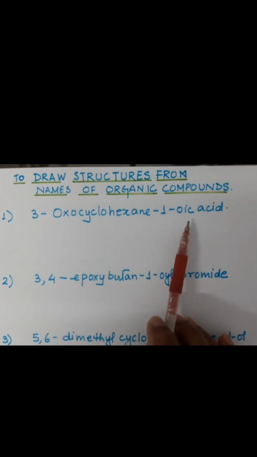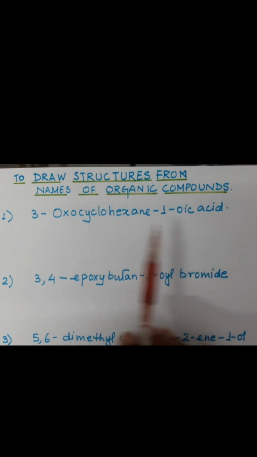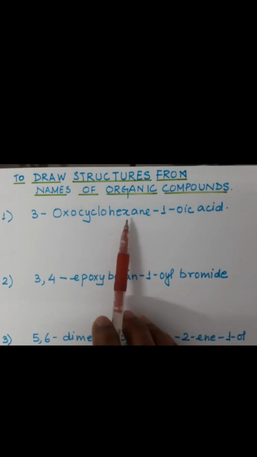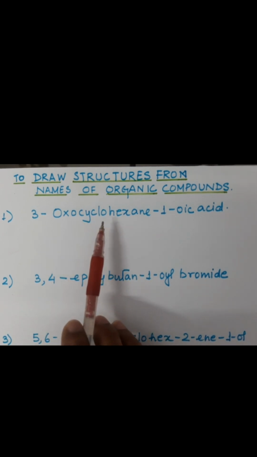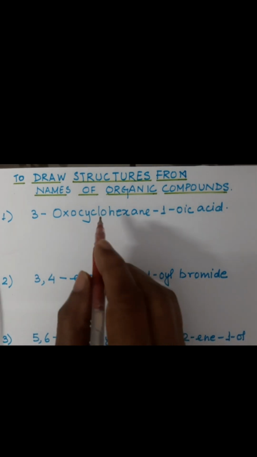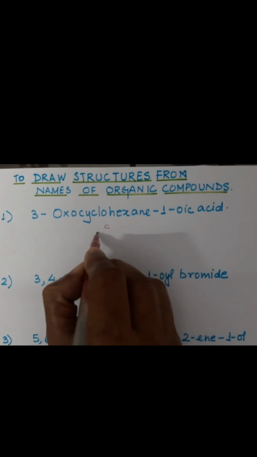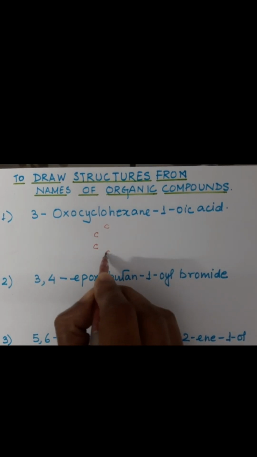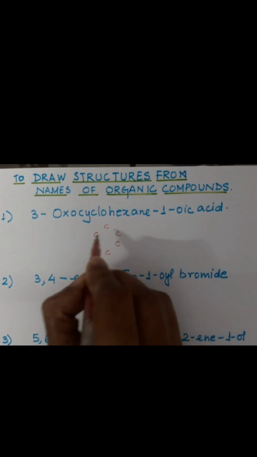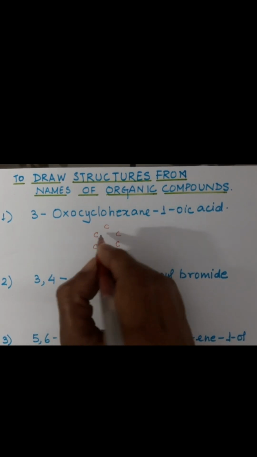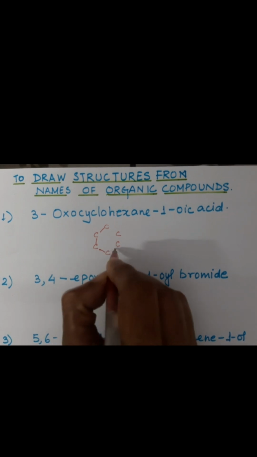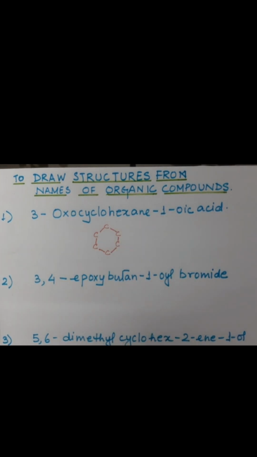3-oxo-cyclohexane-1-oic acid. So here again we are to go to the root word. What is it? Hex. But before the root word, you see it's written cyclo. It means that it is a cyclic compound, that is an alicyclic compound. So how are we to do it? We are to write a hexagonal shape of 6 carbons: 1, 2, 3, 4, 5 and 6. Then it is an ane, so 1, 2, 3, 4, 5 and 6 single bonds.